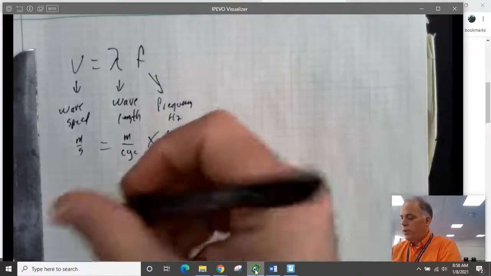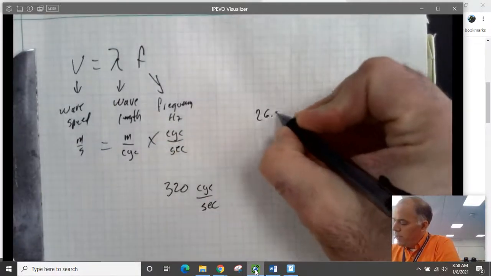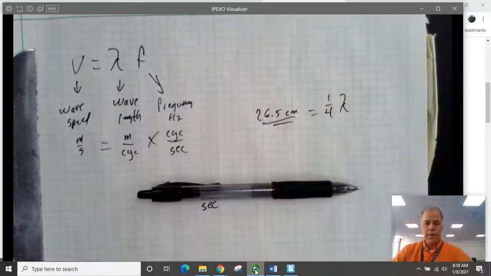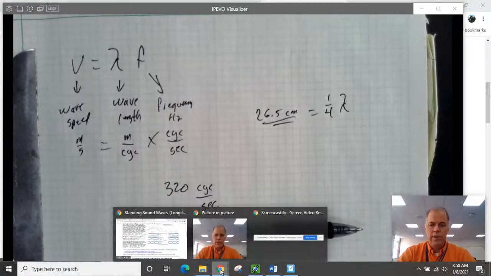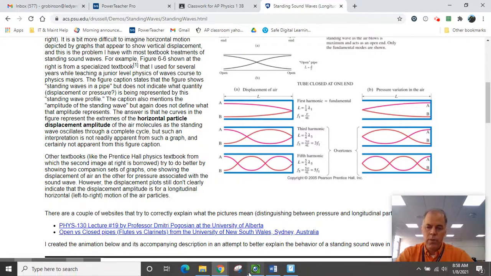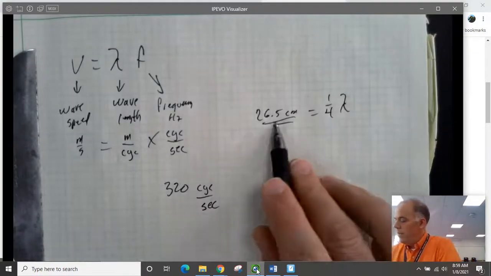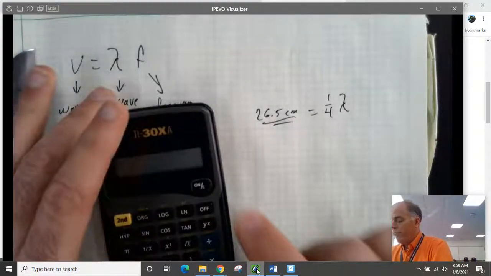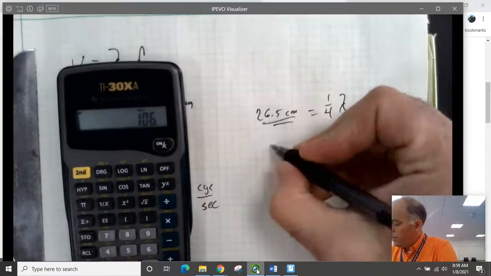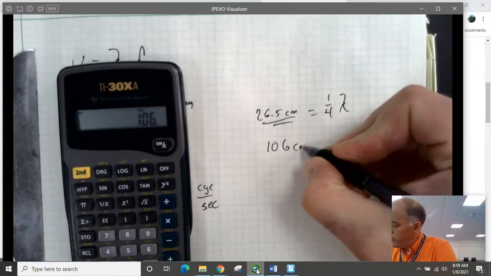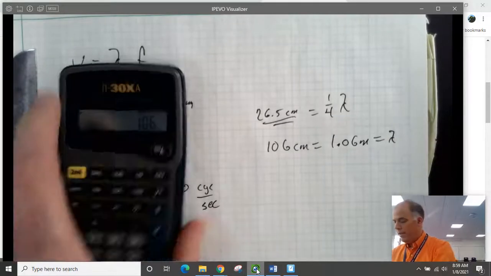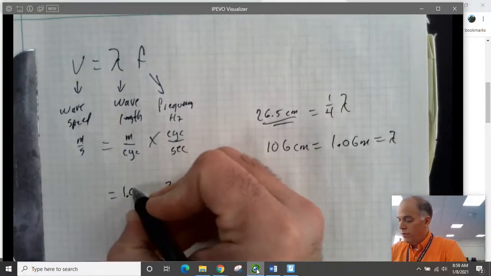And that means that the length of the tube, which was 26.5 centimeters, is equal to 1/4 of a wavelength, because air resonates when we have 1/4 wavelength in the tube. So this means that 26.5 centimeters is 1/4 of a wavelength. So the wavelength is 106 centimeters, or 1.06 meters, and that is equal to lambda, the wavelength. So we can put that in here, 1.06 meters.